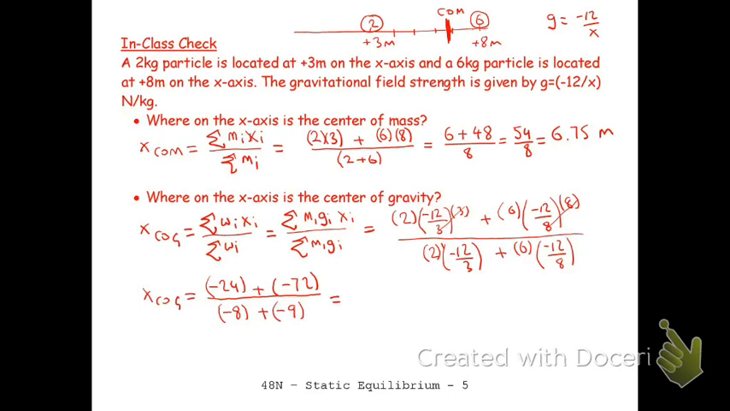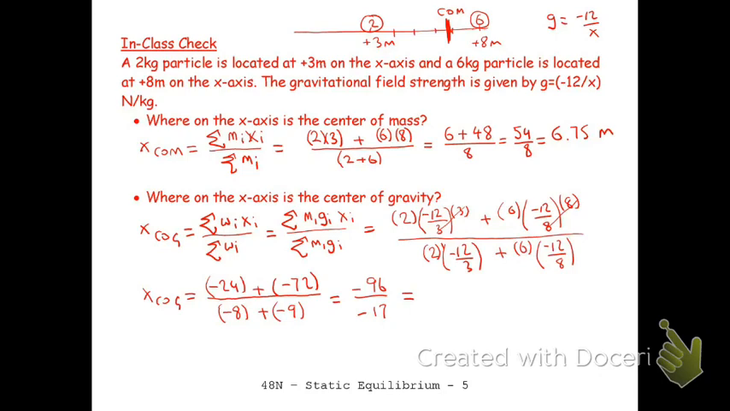Which equals minus 24 minus 72, which is going to be minus, what's it going to be? 96. Minus 96 over minus 8 plus minus 9, which is minus 17. And I'm relieved because I got a positive answer. That's what I was worried about.